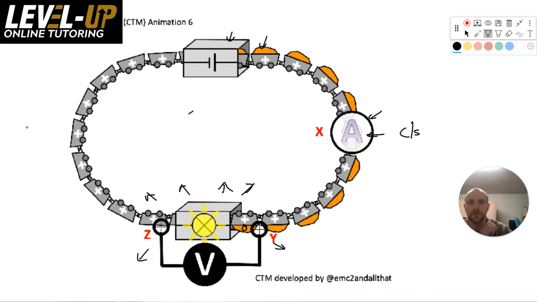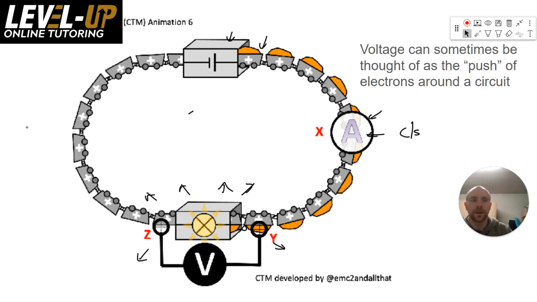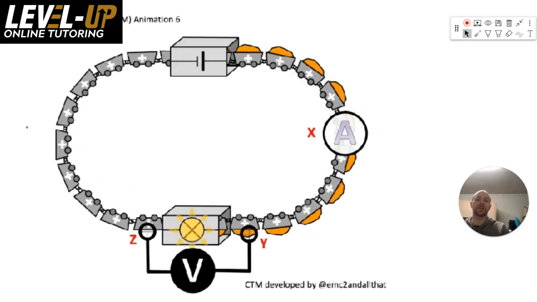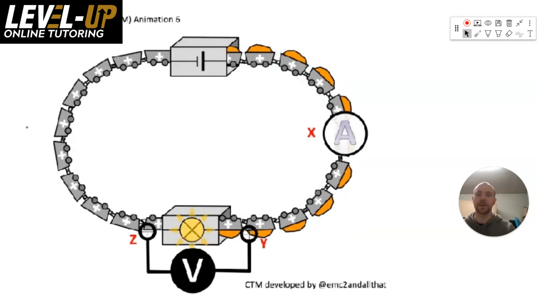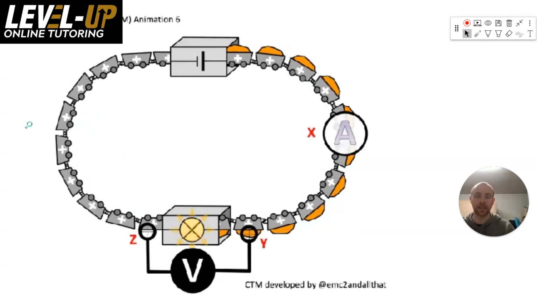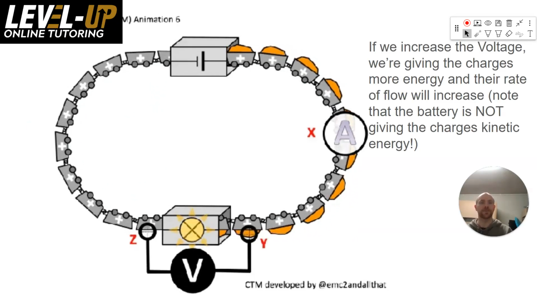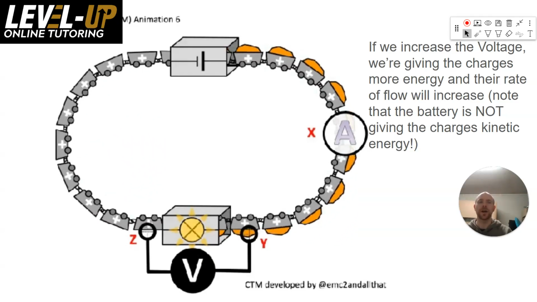But if I increase the voltage, what I'm also going to do is start those coulombs to move faster. So the current's going to increase. Now I'm providing more energy per second. Not only are there more joules per coulomb, it's also going faster, so this lamp is going to be brighter. So if we increase the voltage, we're giving the charges more energy and their rate of flowing will increase.